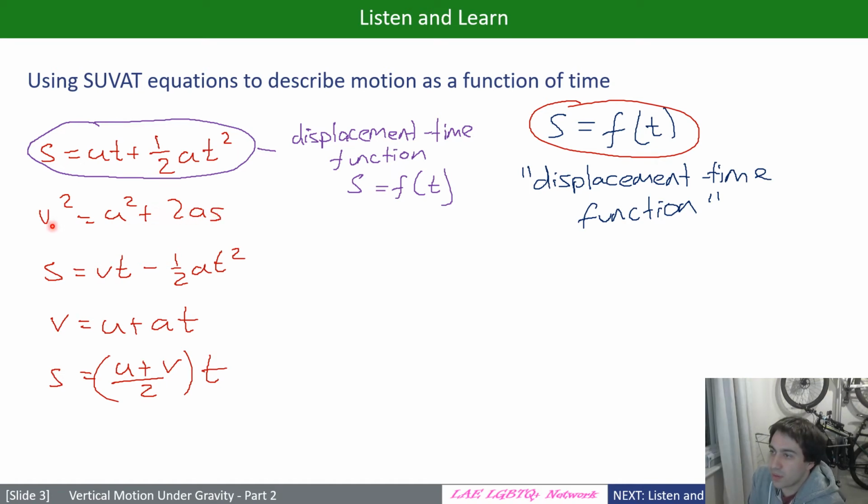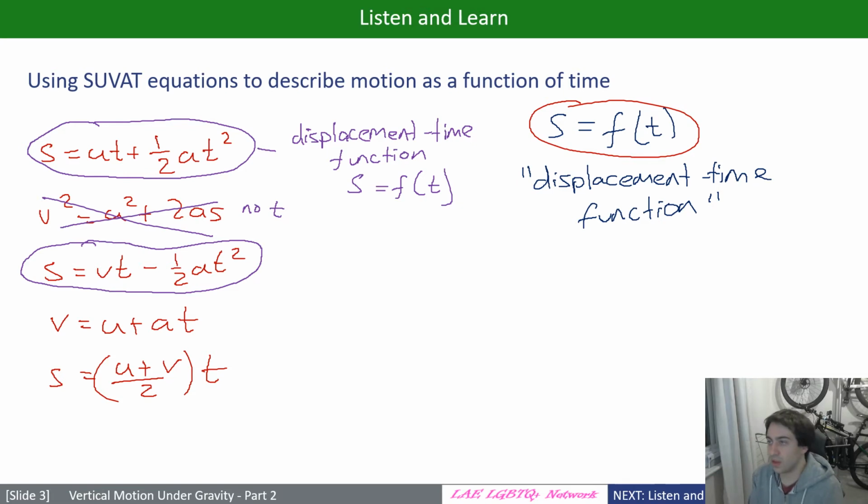If we look at this one, now you might be tempted to rearrange this. Oh no, sorry, for this one it's more obvious why we can't use it. t is not in there. It's as simple as that. So this one we can't use to write a displacement time function because there's no t. Okay, so this one is then the one for which you might be tempted to use it. So you might be tempted to use this to write the displacement time function. However, I think it's better to avoid it for the following reason.